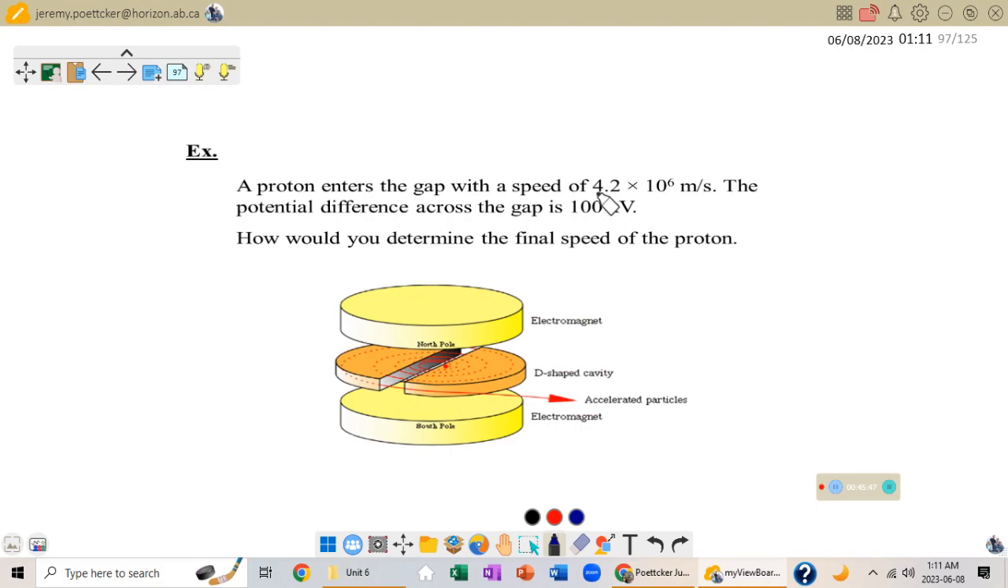Proton enters the gap with a speed of 4.2 times 10 to the 6 meters per second. Potential difference across the gap is 100 kilovolts. So at this point in time, we are looking for change in kinetic energy, right? So basically, I'm using my formula, delta V equals delta E over Q, which means Q delta V. So Q, the charge, times my voltage is going to equal my change in kinetic energy.